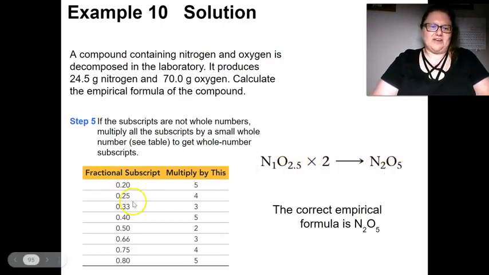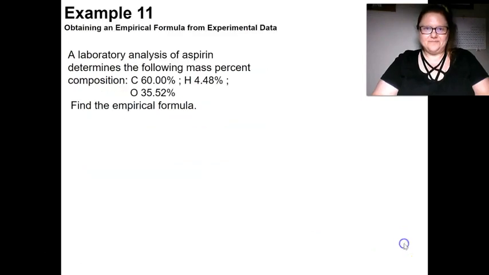If it was more complicated, like you see these decimals, it might be harder to see how 33 would become a whole number. So that's where the table comes in. So the empirical formula then, now that we have whole numbers, would be N2O5.